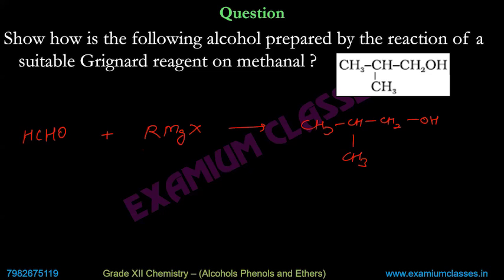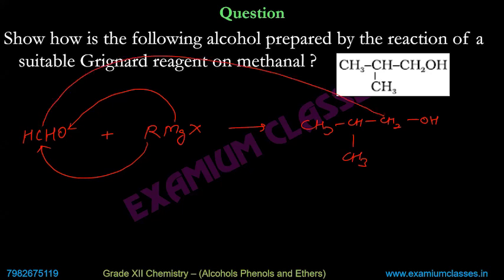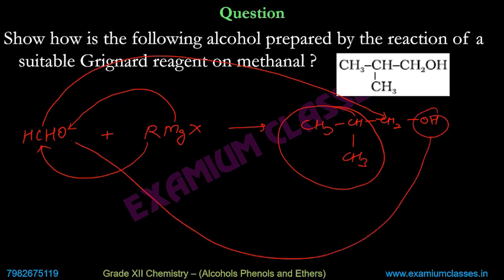So first, what will happen? R will get attached here, Mg will get attached here, then this will get converted to OH, okay? And it will be a primary alcohol. So this C is actually this C, and this is the R which gets attached. This OH is from here.